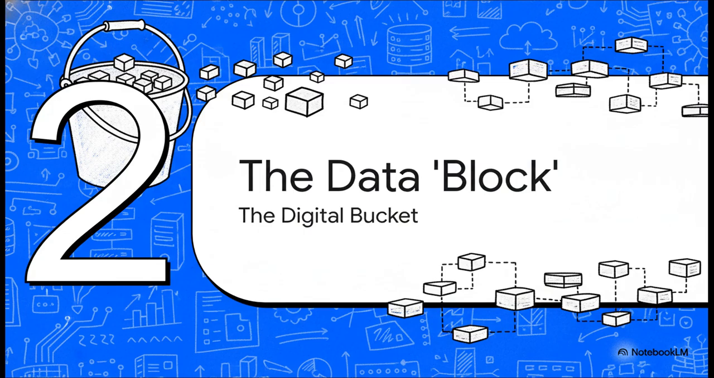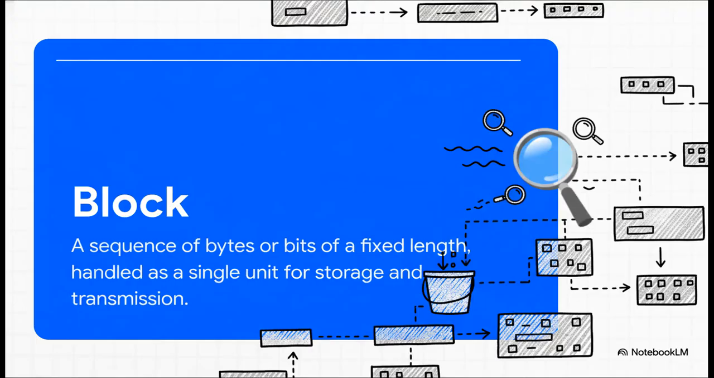So what is this digital bucket? Well, it's called the data block. And it is a beautifully simple, totally elegant solution to that huge overhead problem we were just talking about. So here's the technical breakdown. A block is just a sequence of bytes, or bits, that has a fixed length. Your computer doesn't really see individual tiny bits. Instead, it groups them all up into these neat little packages, these blocks, and then it handles each one as a single unit. It's our standardized, perfectly sized digital bucket.